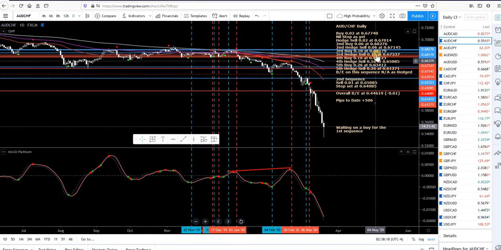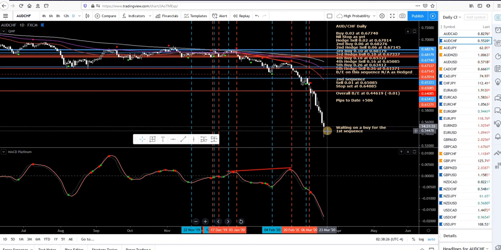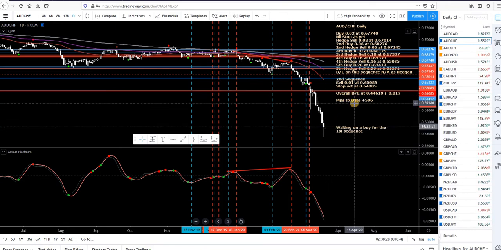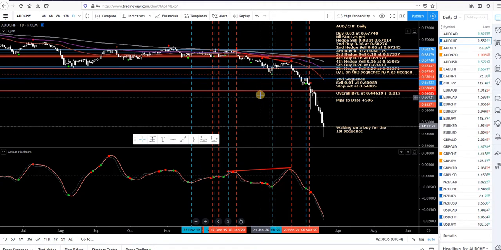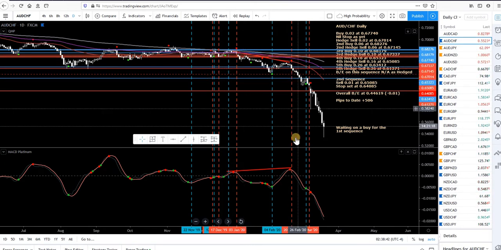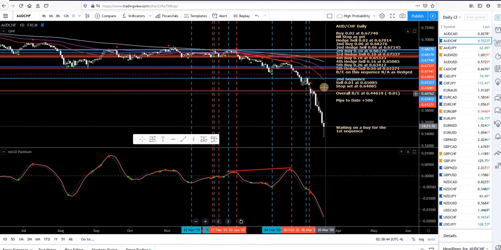Basically, I've got several sequences on. So I've got this first sequence, and that's overall break even is not applicable because I'm hedged on that. So I'm looking for a new buy. My second sequence is just this sell at 65085, which should be in here somewhere, I think. Yeah, in here somewhere, that one in there. So probably that one there, this sequence here. And that's got a stop and play.